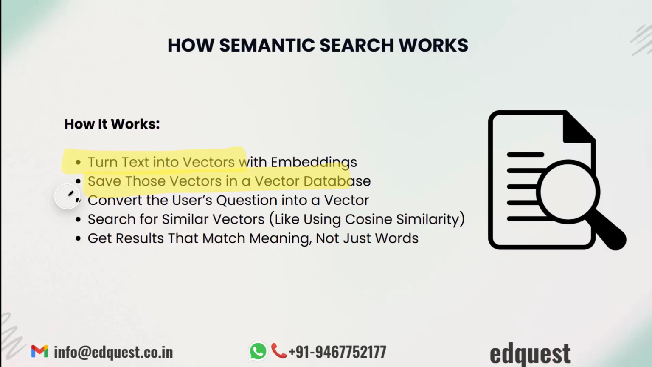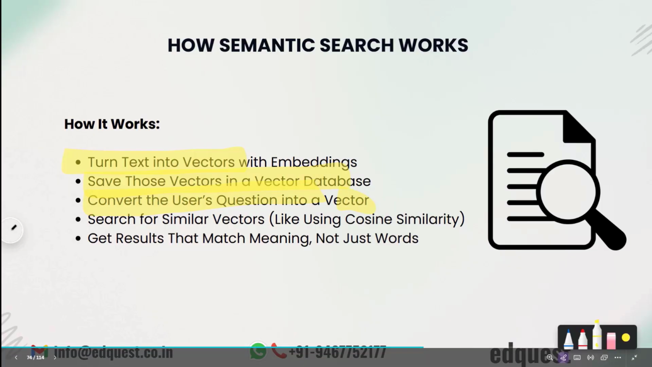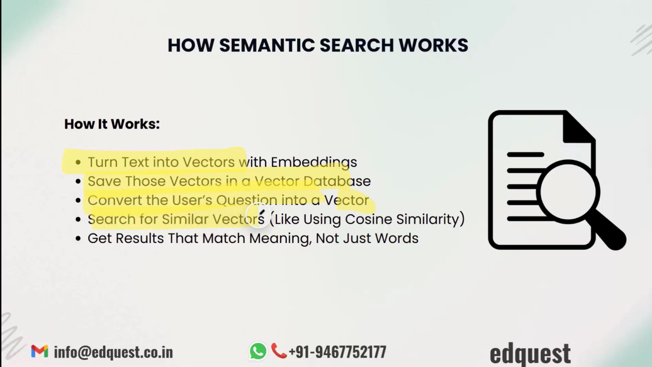The third step is the query. When a user makes a query, that text is also converted into vectors so that we can search for similar vectors in the vector DB.